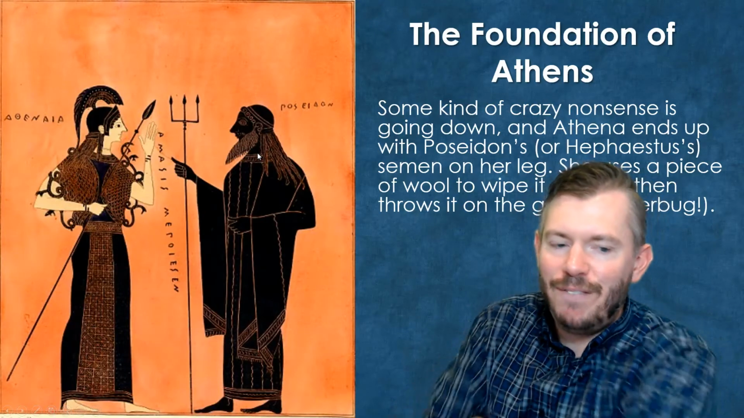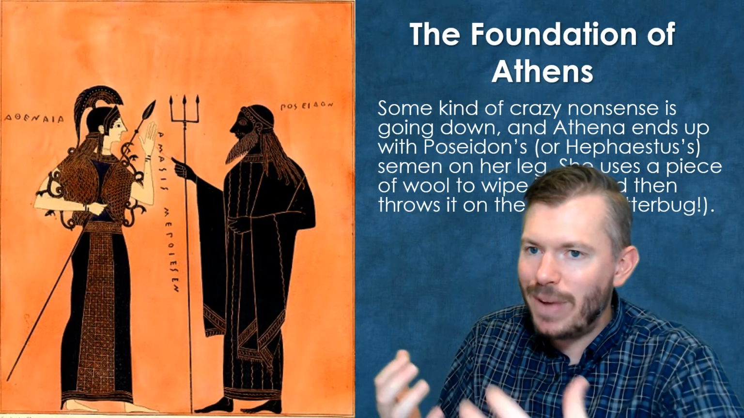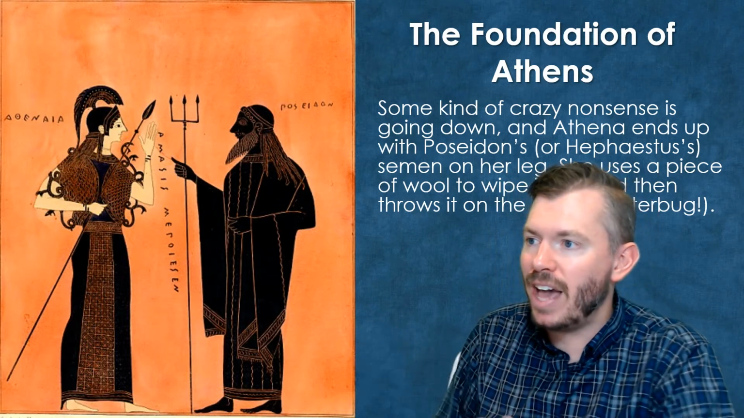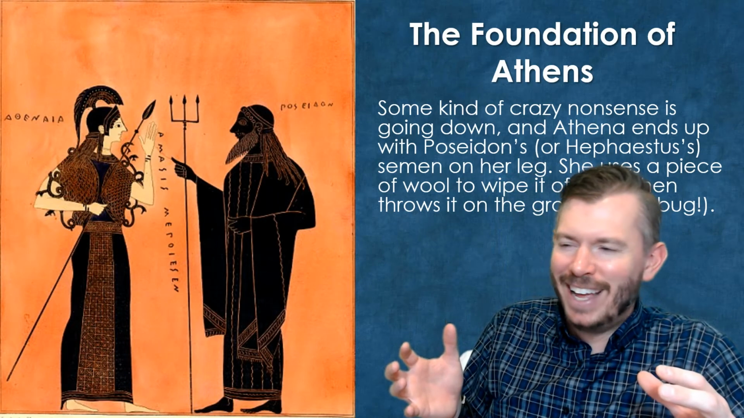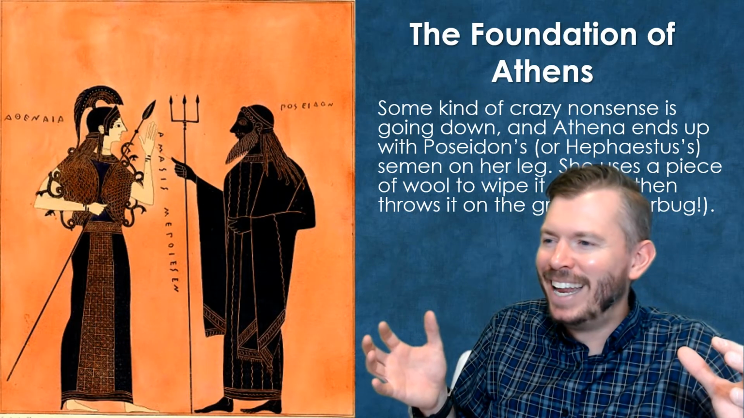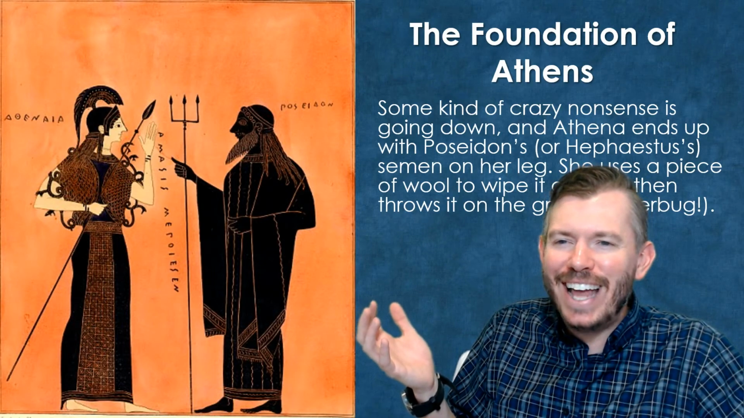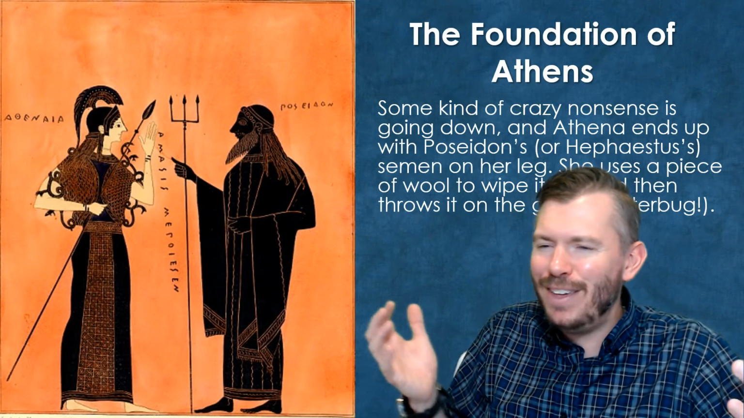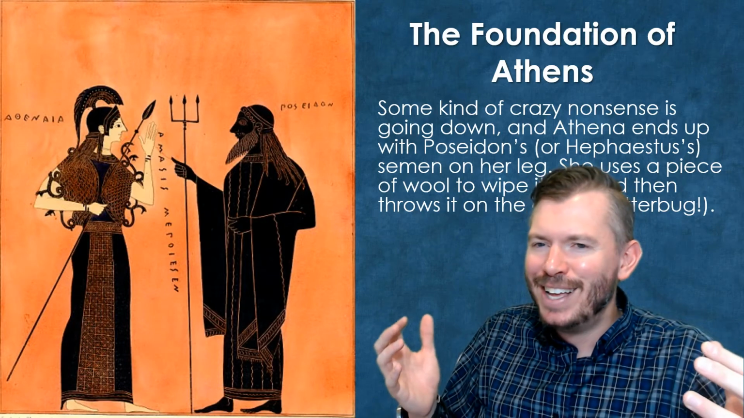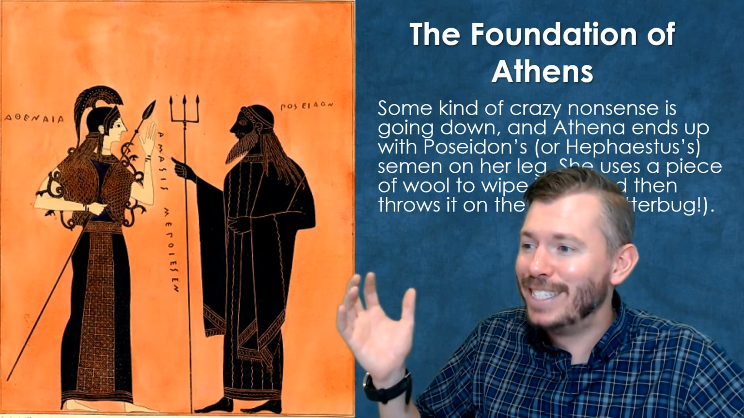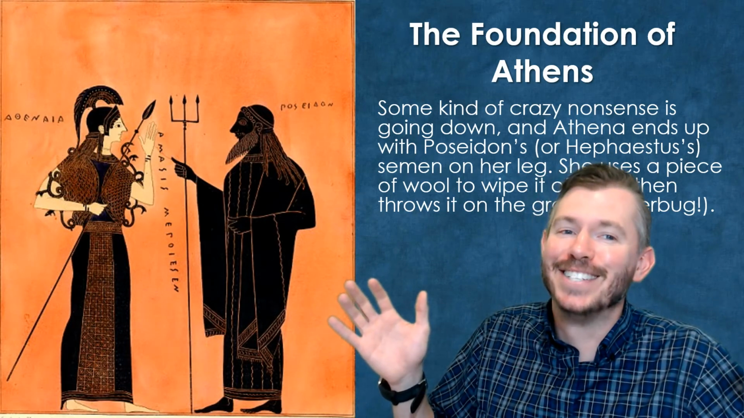Now, the final thing I'm going to talk about today goes back to the founding of Athens, and this is where we get the name, the Erechtheion. And it begins with this really, really weird story. Athena has ended up with the semen of either Poseidon or Hephaestus, depending on which version you go with. Somehow something's happened and she ends up with this on her leg. And she's like, this is disgusting.